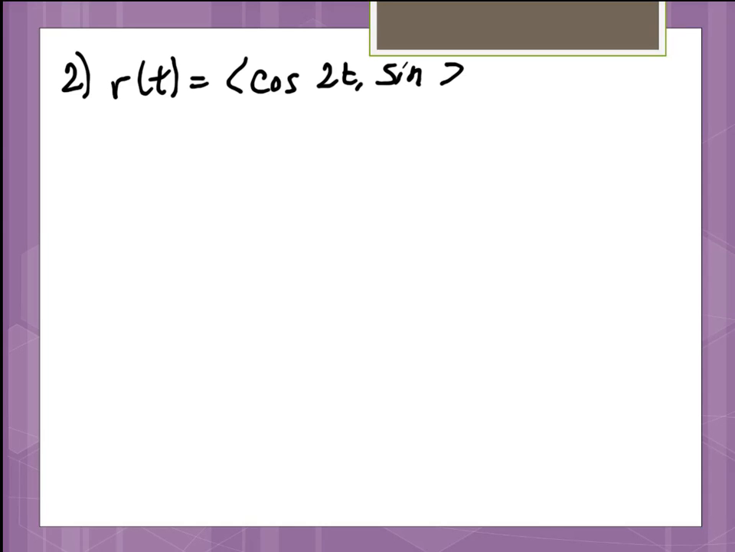Okay, let's try another one of these. This one's not going to look like a parabola, and it's going to have something else going on. Same directions. r of t here is cosine of 2t, sine of 2t, 1. So first initial reaction, what are you seeing here that's different than the last problem?